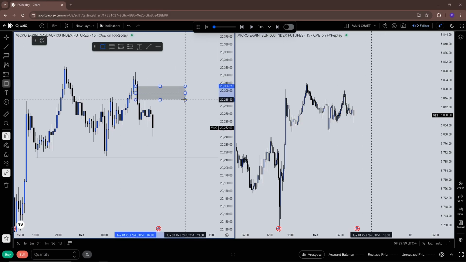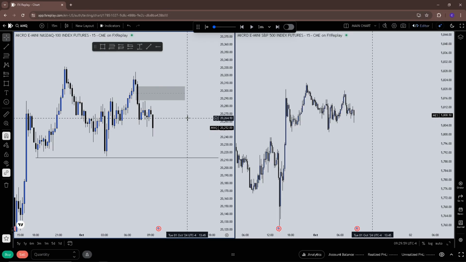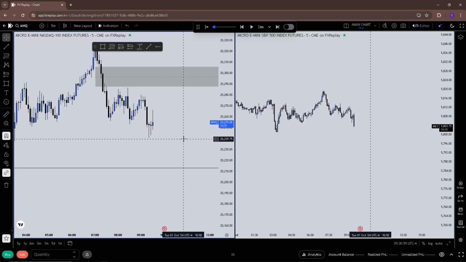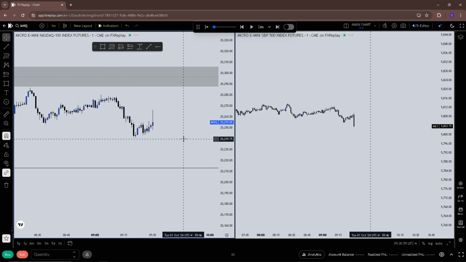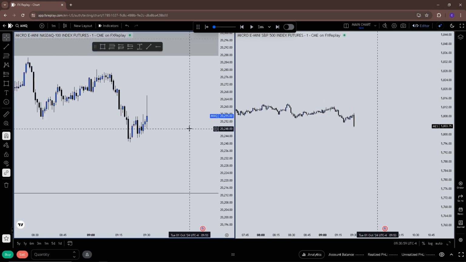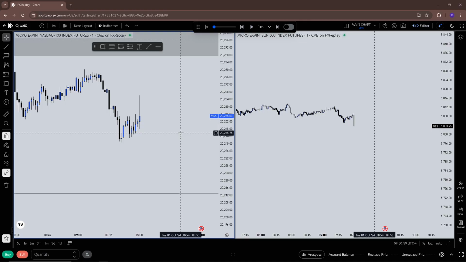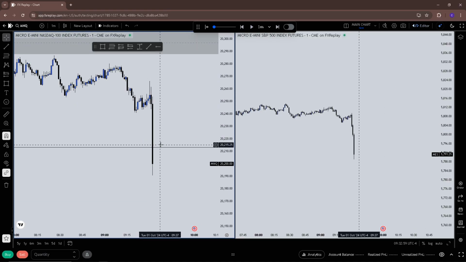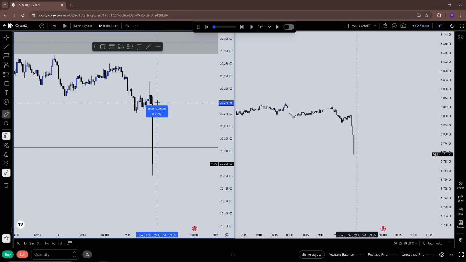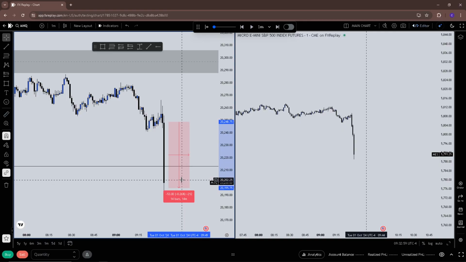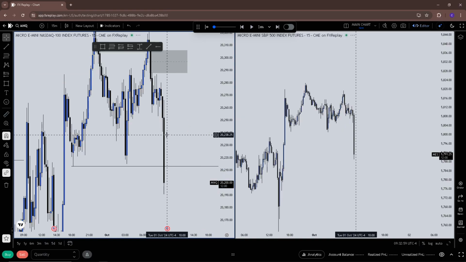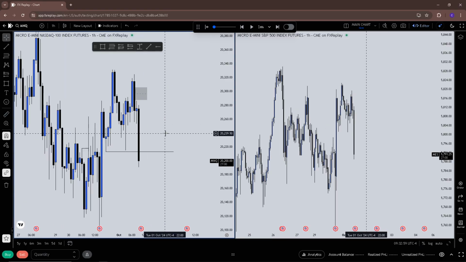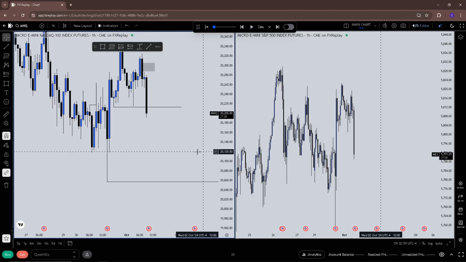Come up. Tap into this unfilled 15 minute. We deliver into the 5. Immediately dump. Swept out this low. Still delivering inside of this hourly.